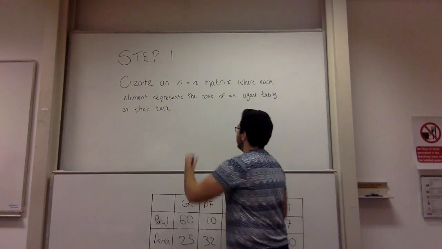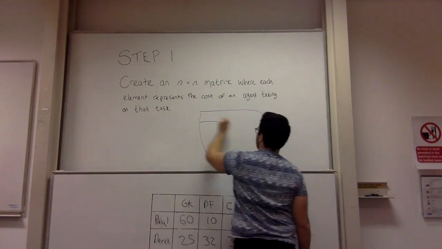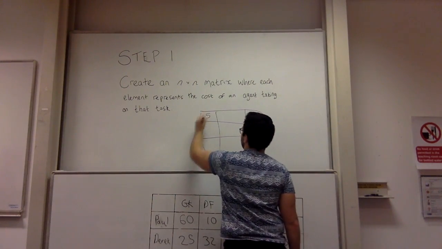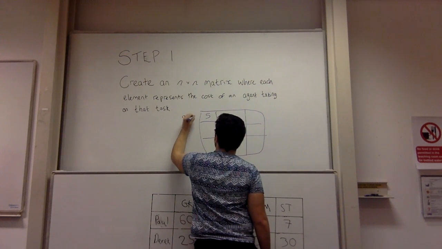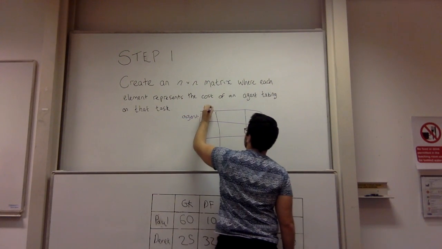First step to the algorithm is to create a matrix of n by n size. This is where each element will correspond to the agent taking on its task, but this is the cost.